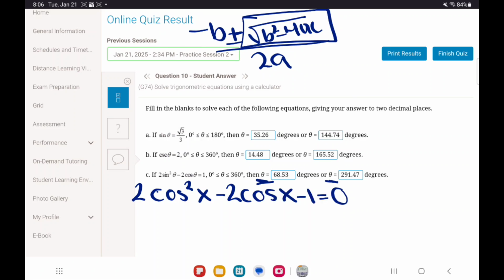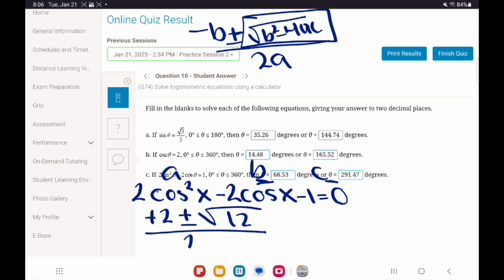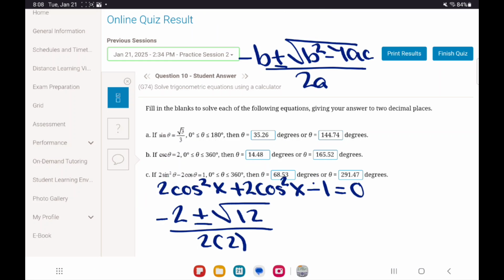So minus b, like I said, this is a, b, c. So minus b is minus 2, so plus 2, because minus and minus is plus. Plus minus radical 12, because we found 12, and 2a, so 2 times 2. I made a mistake in calculation. This is supposed to be plus and not minus. So minus 2 plus minus radical 12 over 4.